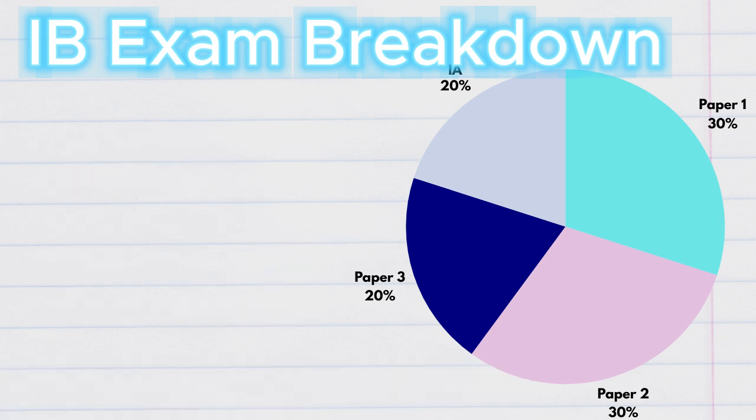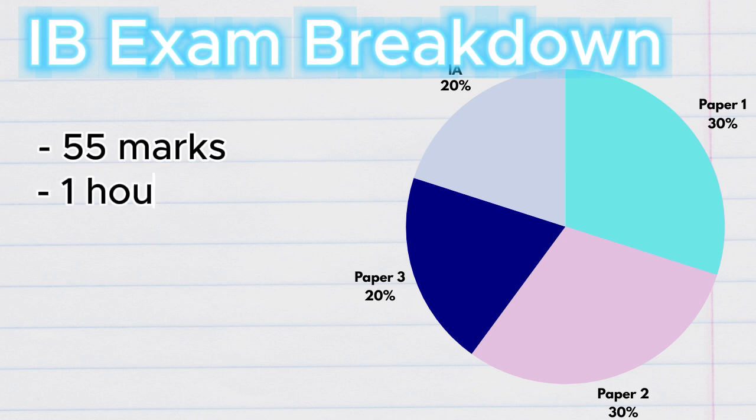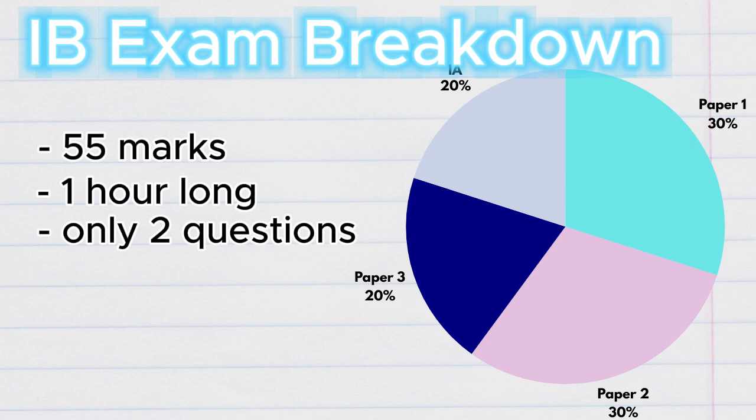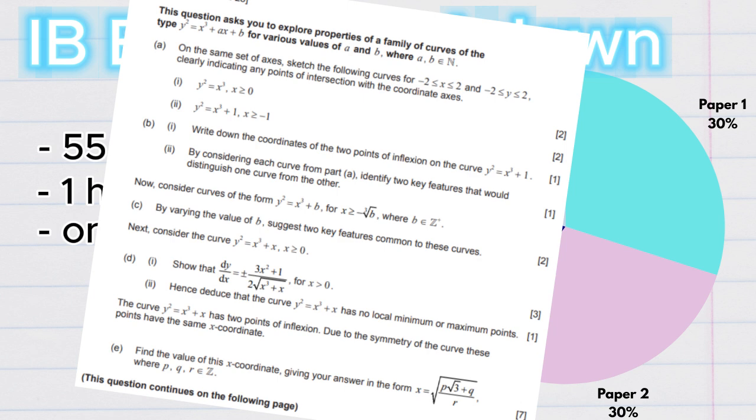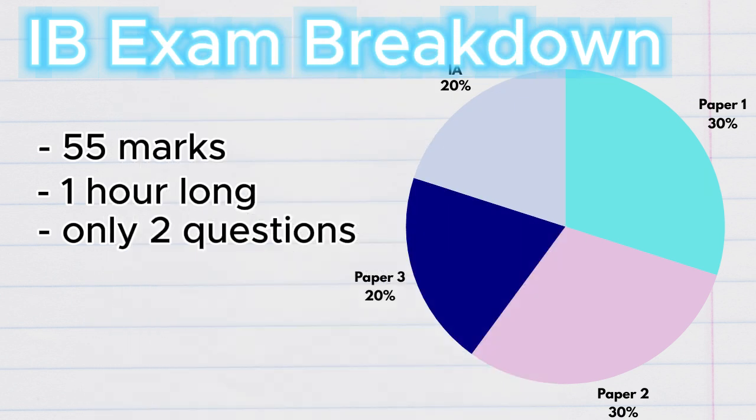And lastly, 20% is for paper 3, which is 55 marks. So pretty much half the amount of marks as paper 1 and 2, but also half the amount of time, which I suppose is fair. It's 1 hour, and only 2 questions, surprisingly, but these questions are long. Like when I was taking the exam, it was like 1 page long for all the parts. So buckle up, it's really long questions.